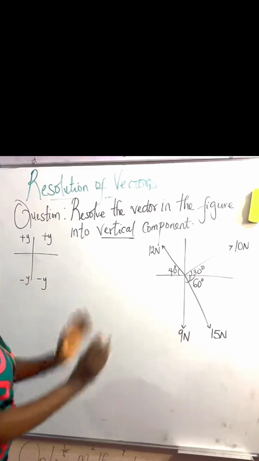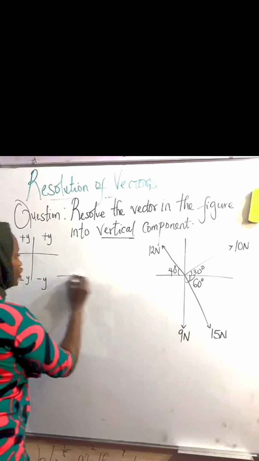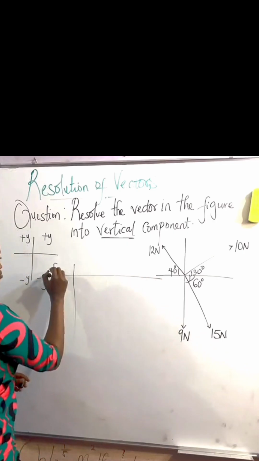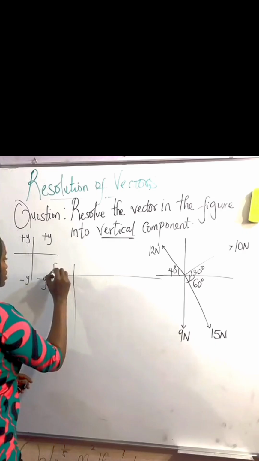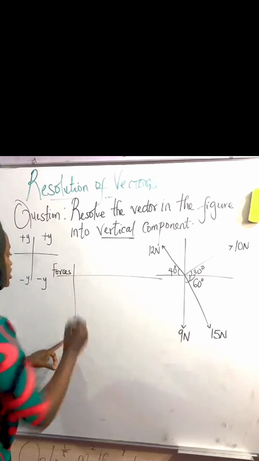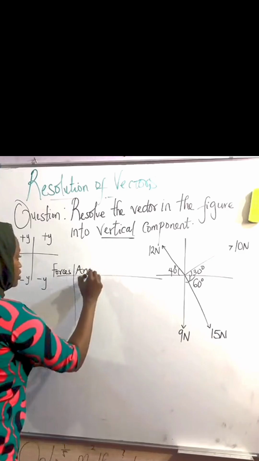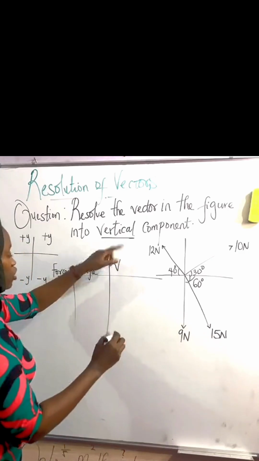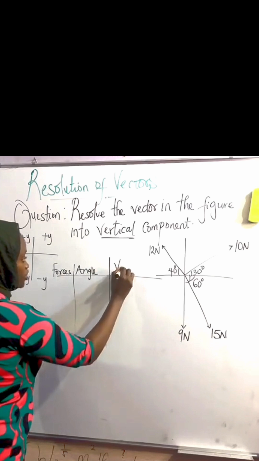Okay, so now let's resolve. All we need to do is to draw a table this way. The first parameters we need are the forces. Then the next one is the angle, after which we resolve in the vertical component, which is Vy.